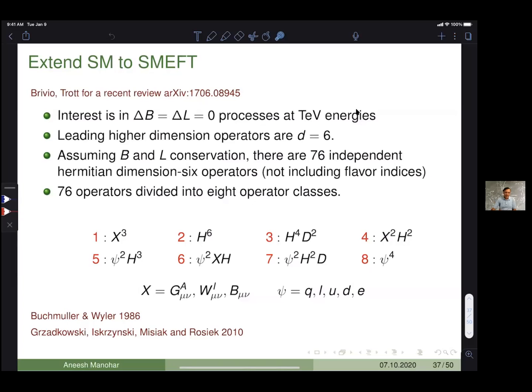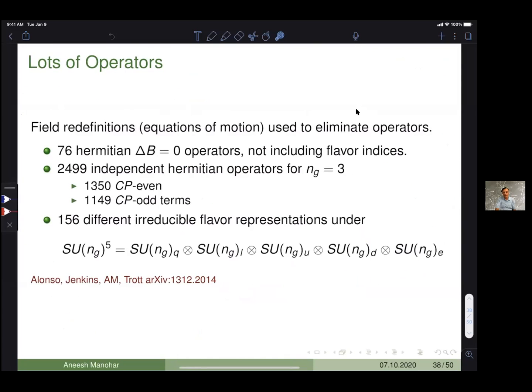And just classifying the operators took a long time. So from the original paper in 1986 to the final analysis in 2010 was, I'm not going to be able to add in real time, but 24 years. And part of the reason was that there are equations of motion and field redefinitions you can make. And it took a long time to sort out what the complete independent basis of operators was. For 3 generations, there are 2,499 independent coefficients. So your effective theory has a lot of parameters in it.